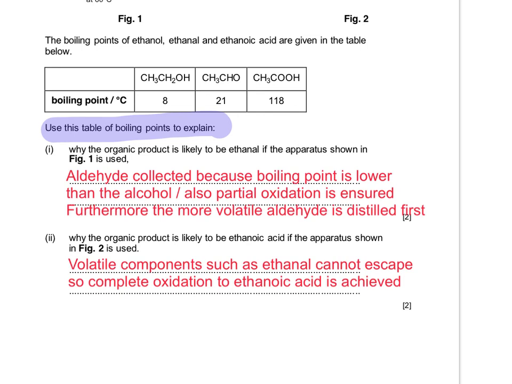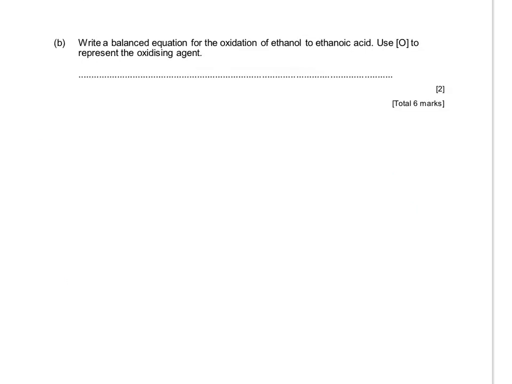Okay, so let's go on to the final part of the question. It asks us to write a balanced equation for the oxidation of ethanol to ethanoic acid and use O in square brackets to represent the oxidizing agent. So don't forget you have to have the correct number of O's in square brackets and the correct number of H2O's. It's a double oxidation, once of the alcohol group to start with to an aldehyde, and then one more of the aldehyde through to COOH.